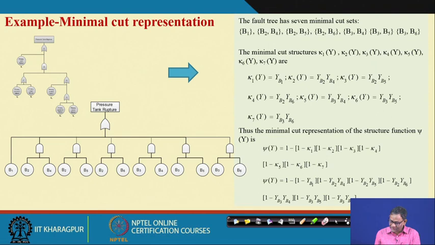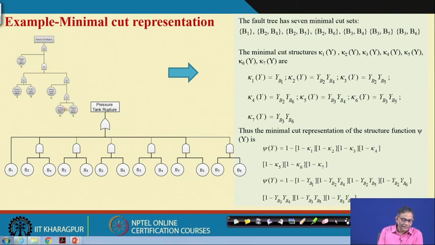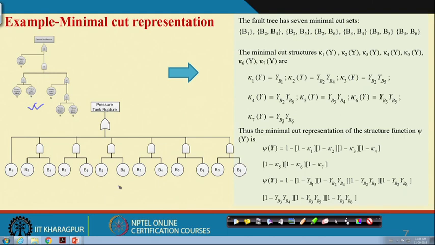So, here is another example. This is the pressure tank rupture case. How many cut sets do we have? We have 7 minimal cut sets. So, 7 AND gates, including this 1, 2, 3, 4, 5, 6, and here also one single-item AND gate.